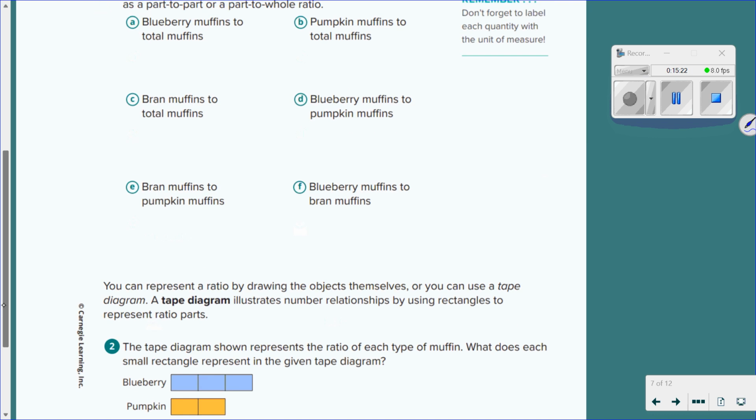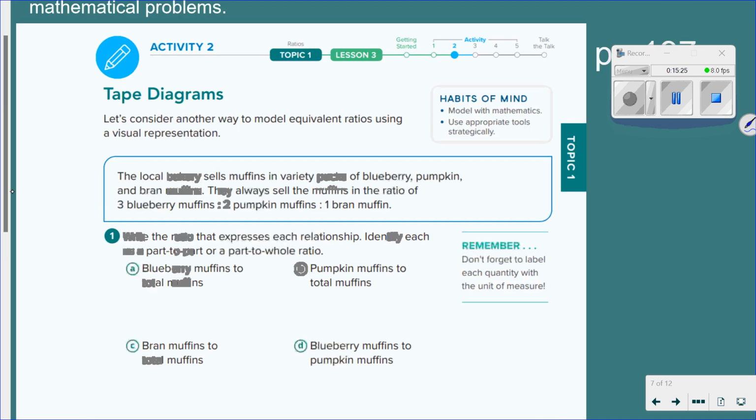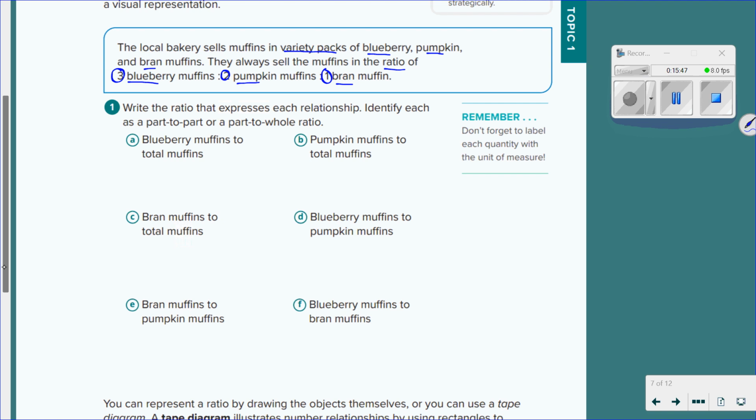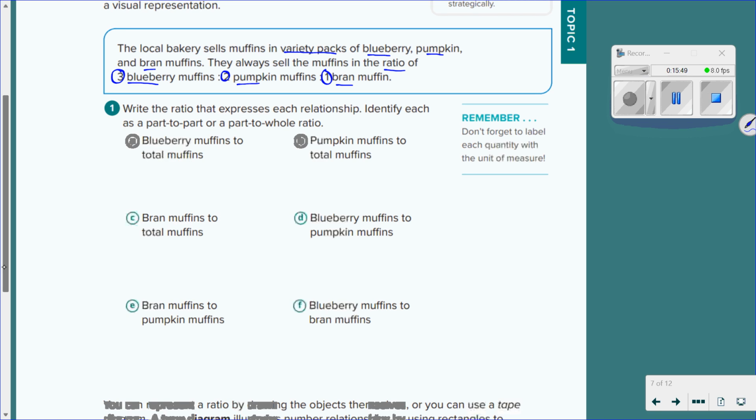Let's do another visual representation. We've got variety packs that have blueberry, pumpkin, and bran, but they're also in the ratio of always 3 blueberry to 2 pumpkin to 1 bran. So it's always going to be that same part. So the first part we're going to do is we're just going to get you back into writing the ratios. So we want you to write the ratio that expresses each relationship, identify each as a part-to-part or a part-to-whole ratio. So there's 2 parts. You need to write the ratio and then identify what type it is.